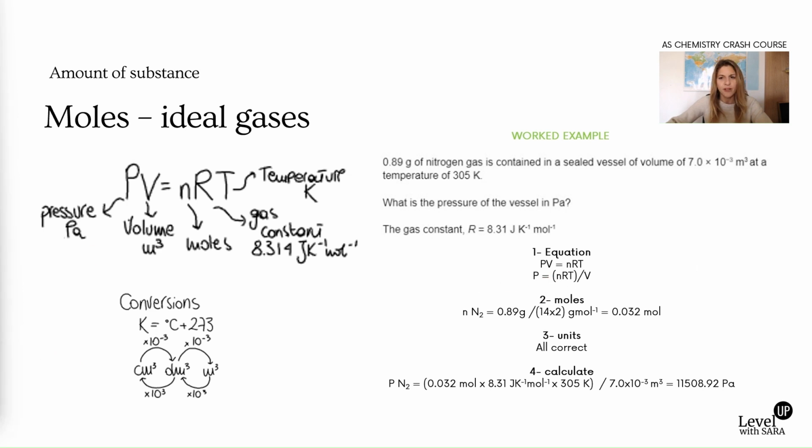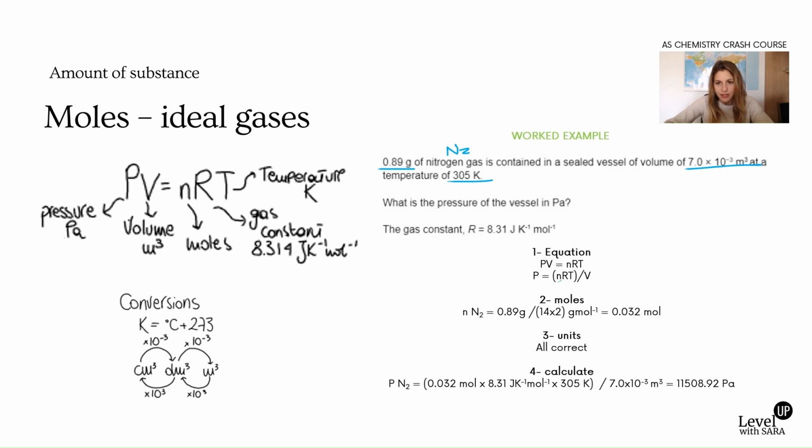Remember to never over highlight things. In this case I would suggest that you highlight what you are given: the mass, and we have nitrogen gas, and then we have the volume, then we have the temperature. That's enough to highlight.